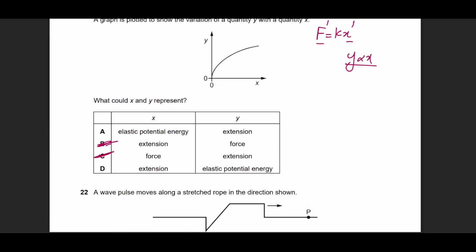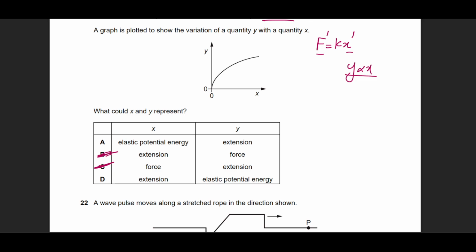Now let's move to parts A and D. What could be the respective quantity? You see, if x would have been extension, let's say it's E, and y would have been elastic potential energy, which is Ek. I understand that the elastic potential energy has the formula of half kx squared. So they're both linked by a non-linearity, which is being proportional like this, right? So if this was the case, then this graph should have gone like this, but it's not, which means that it's the opposite way around. They're connected in the opposite direction.